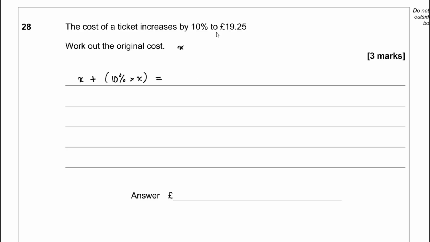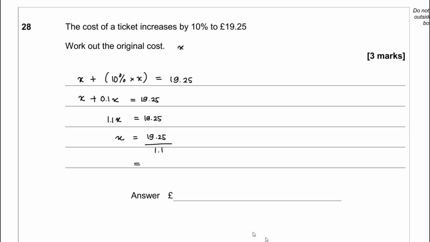That will be the end price of the ticket, 19.25. So we have x add 10% of x. I can say that 10% is 0.1 of x. So we just simplify this equation. We have x add 0.1x, it's 1.1x. It's equal to 19.25. So x is just 19.25 divided by 1.1.